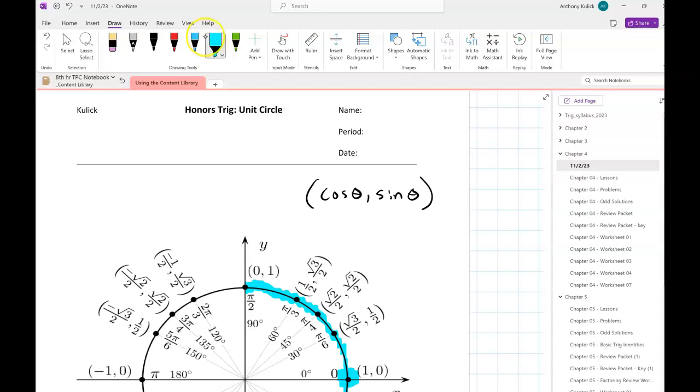Right? So all the points on my unit circle are cosines, comma, sines. If you have your unit circle with you and want to write that down as a reminder to yourself, go ahead and do that. Probably not a bad idea.